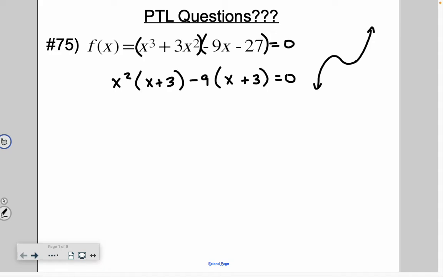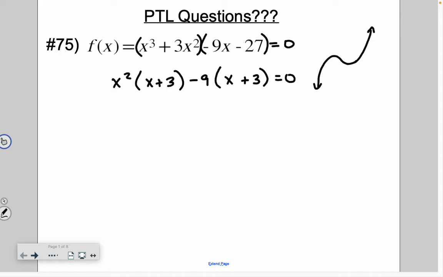Here's how you know if you can do factor by grouping. If I can't get the same thing in parentheses, factoring by grouping doesn't work. You have to get the same thing inside the parentheses. You'll see that today as we move forward, problems where it doesn't work, and then we go to the next option.